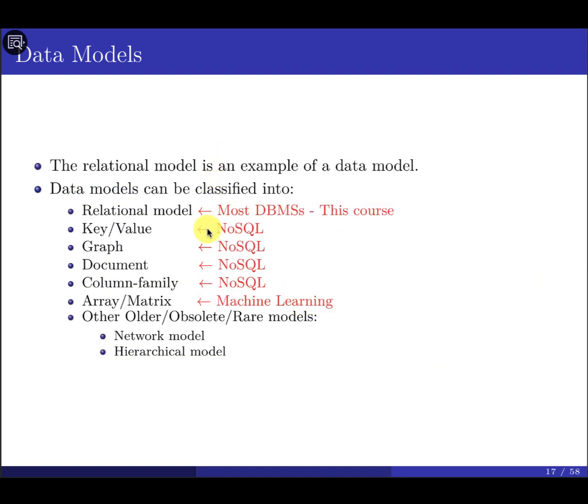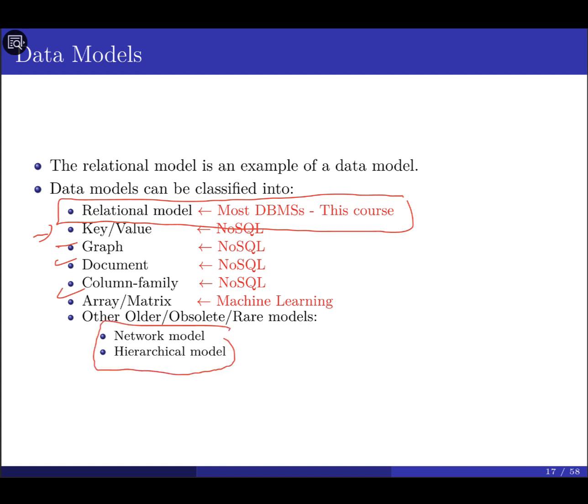Those are the rest of the data models. We are not going to cover them in this class. We will cover the relational model, which most databases use. If we have time, maybe we're going to talk about the key-value NoSQL data model. There are other ways that use different data models: graph, document, array, matrix. There are also some older, obsolete models that we used to have decades ago and that do not exist anymore: the network model and the hierarchical model. The most widely used one is the relational model, which is the one that we're going to cover in this course.